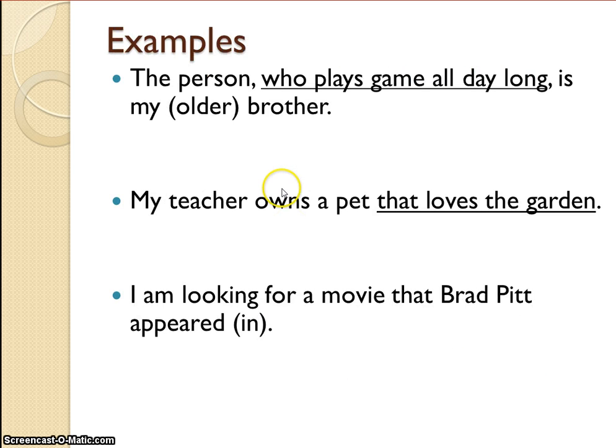Okay, let's do examples. The person who plays game all day is my older brother. My teacher owns a pet that loves the garden. I am looking for a movie that Brad Pitt appeared in. The first two I pretty much underlined the modifiers and the one that's being modified, or the qualifying noun. So take a moment, see if you can do these. Pause the video if you need to.